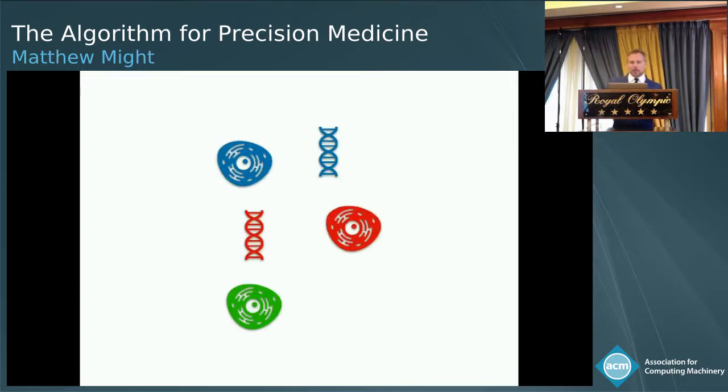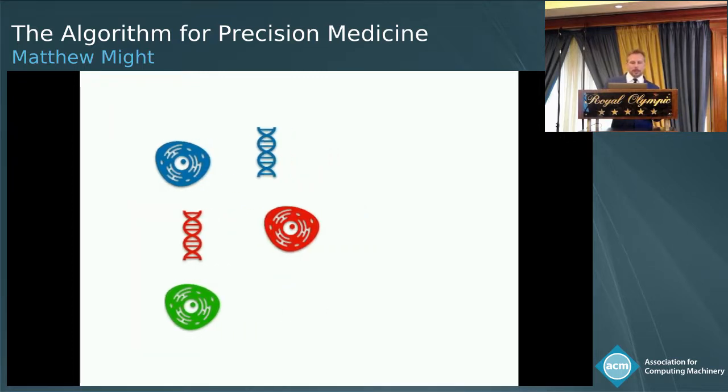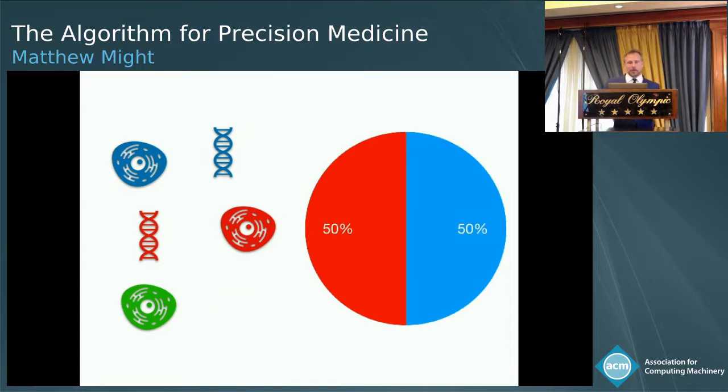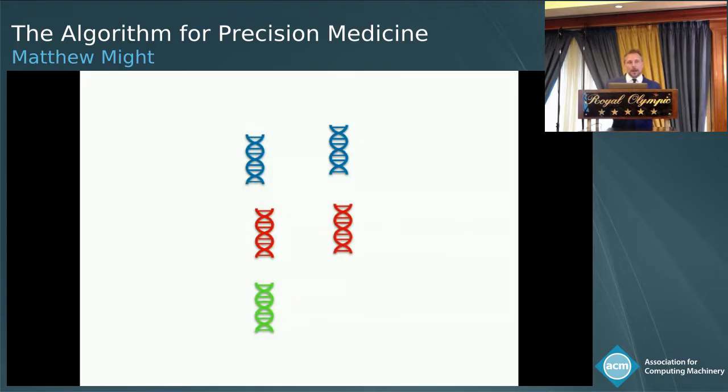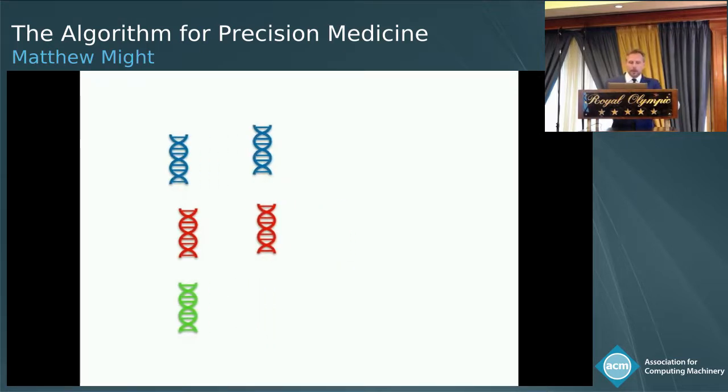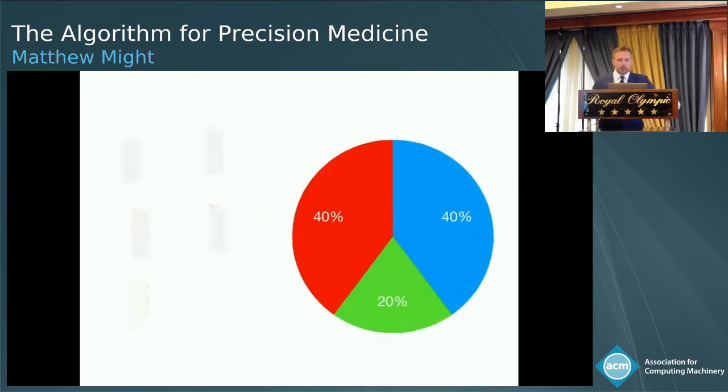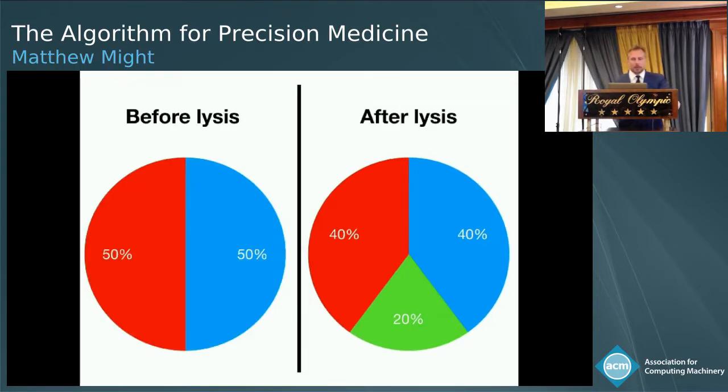And we did this because if you sequence a sample, if the DNA for an organism isn't there, you're not going to see it. So in this sample, you can't see the green organism because it doesn't have any DNA there yet. So it looks like it's 50% red, 50% blue. But if you go back and pop all the cells, now everything is visible according to your DNA microscope, if you will. So what we were looking for was a big shift in the amount of DNA present for any given organism before and after bursting these cells.